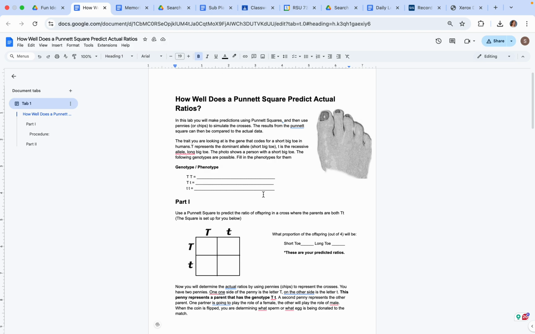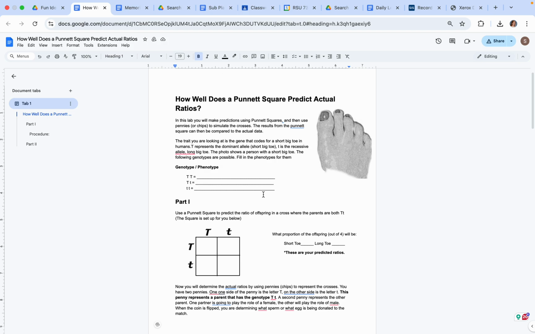So that one side, the head side, is marked with a capital T, the dominant allele, and the other side is marked with a lowercase t, which represents the recessive allele. In reality, the big toes can be either short, which is dominant, meaning it's shorter than the toe next to it, or a long big toe, which is a recessive allele.